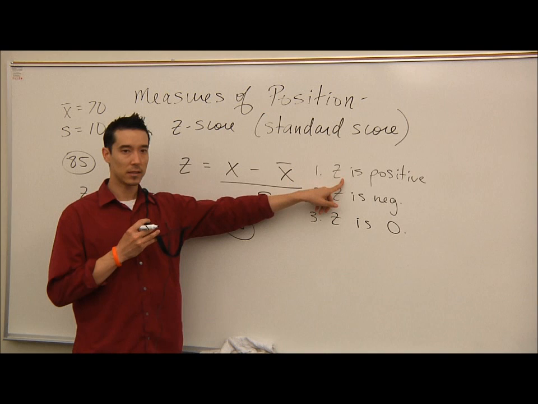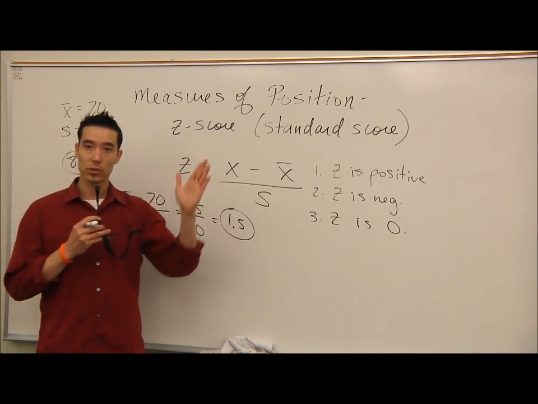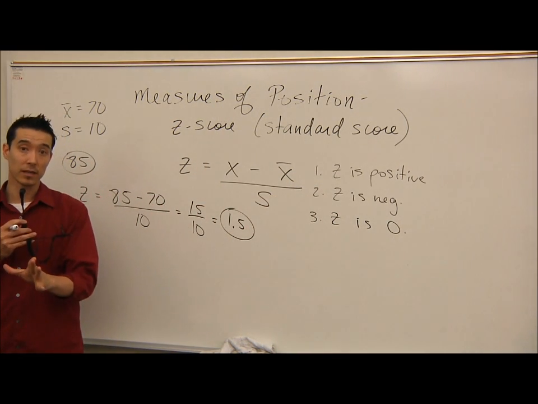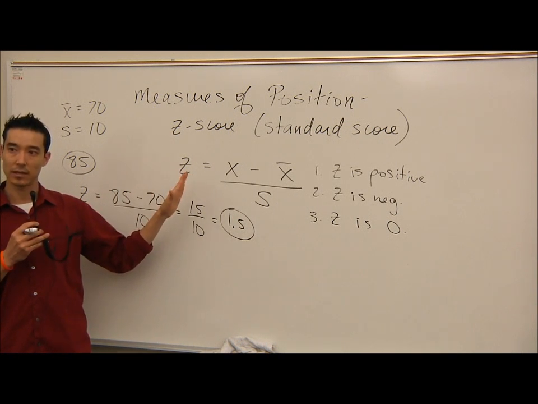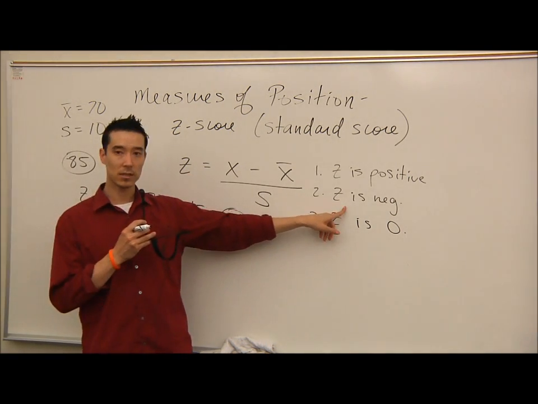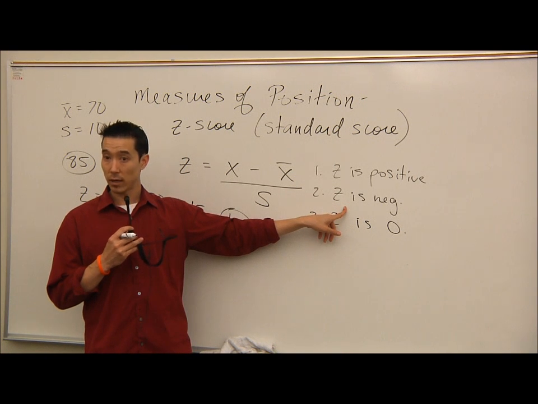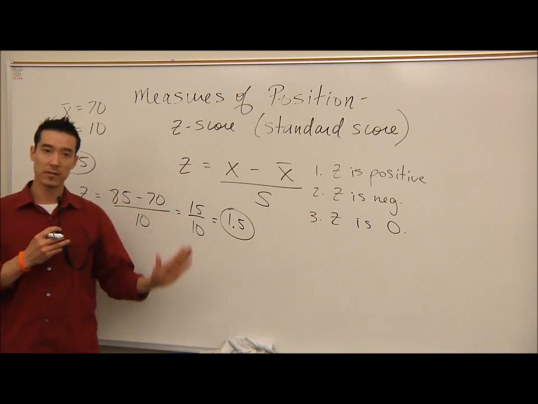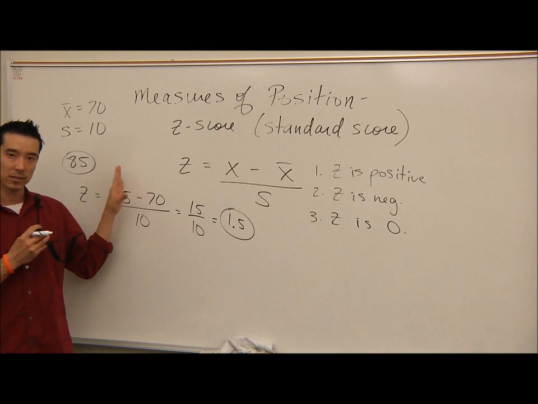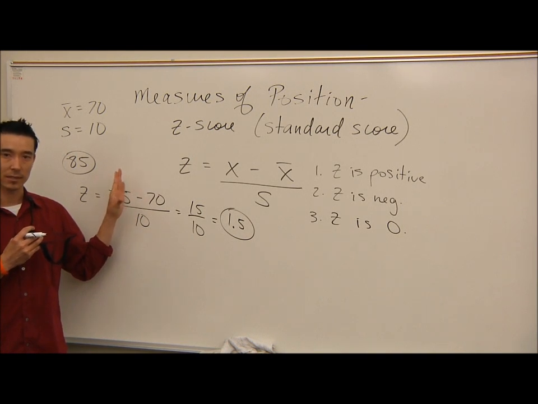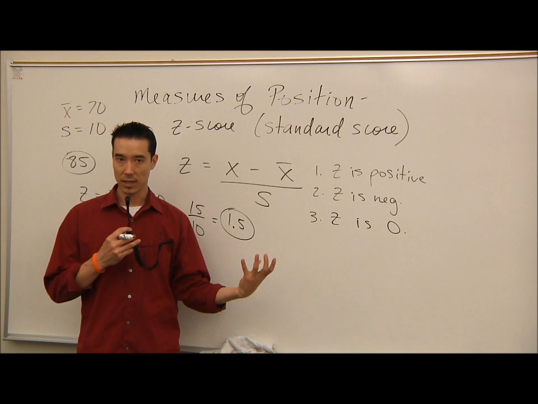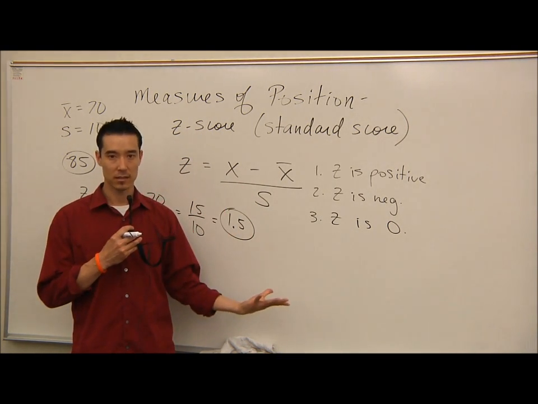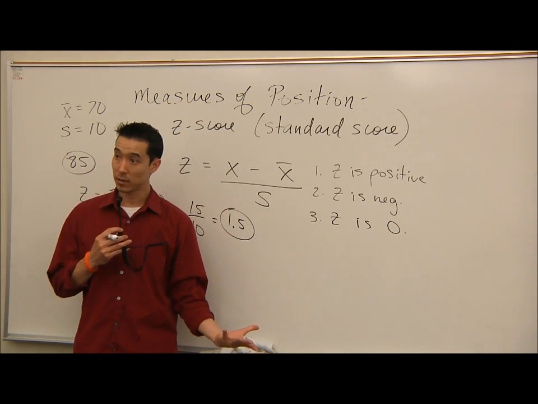So let's put all of this together. Let's say I had a Z of 2. That means I scored 2 standard deviations above the mean. So clearly I scored higher than 70, and in fact I scored 90. If your Z-score is negative, say your Z-score was -1, you scored 1 standard deviation below the mean, so in this example you scored 60. If your Z-score is 0, you scored exactly the mean, exactly 70. And that's how it works.